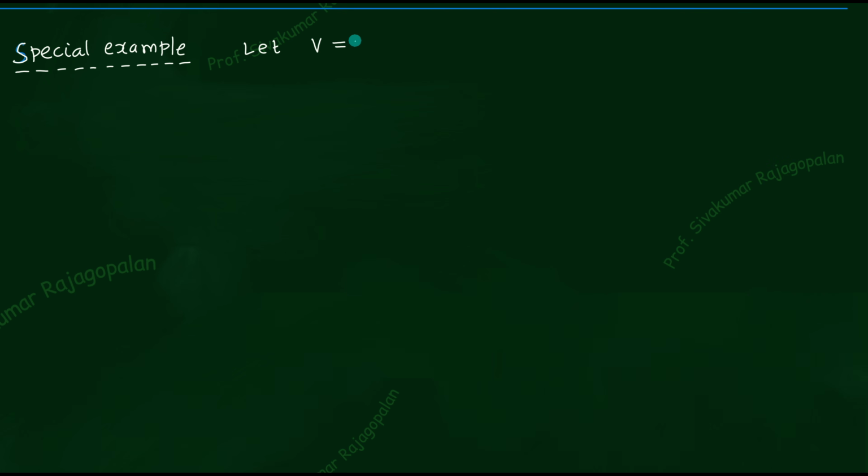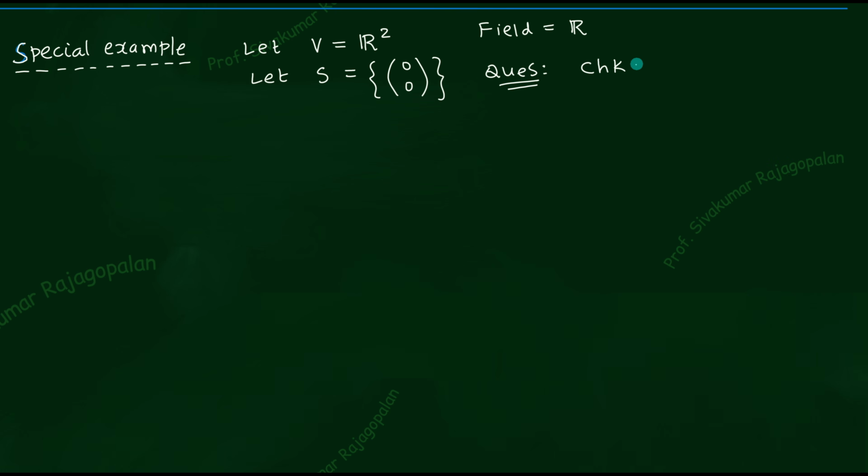So for that, let us take a vector space as the two-dimensional set of vectors, and let us consider the subspace given by (0, 0). So the subspace now has only one element, and the field is going to be the set of all real numbers. And now the question is clear for you: you have to verify whether the given subset is a vector space or not.